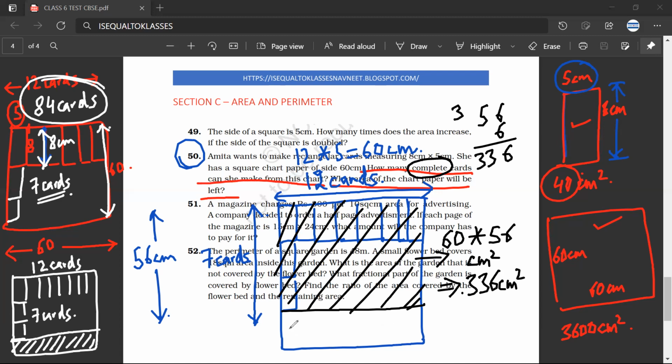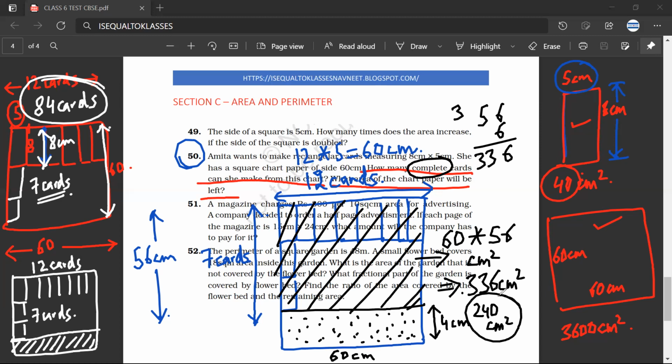This portion would be left. And if you want to understand how much would be left, this will be 60 centimeter. And this will be 56 is covered, 60 was there. This would be 4 centimeter. So 240 centimeter square will be left. Mr. Satya, any doubt? No. Mr. Sarthak, any doubt still?